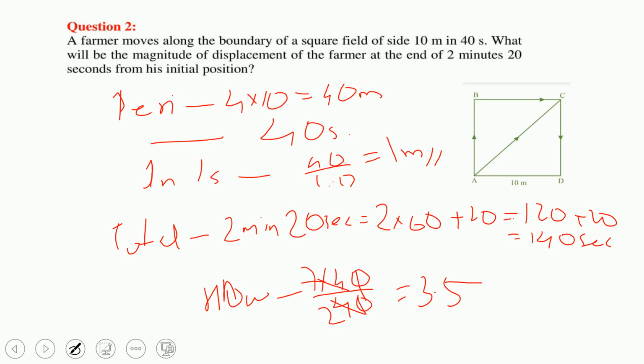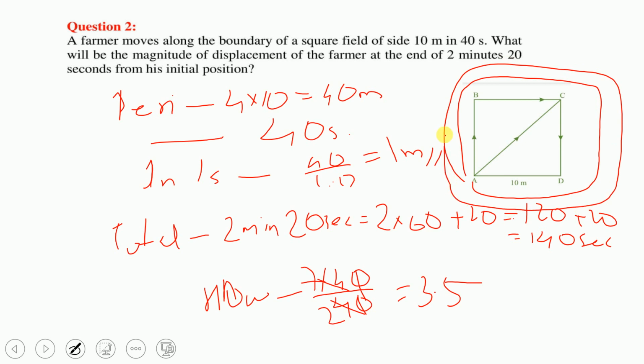Now 3.5 rounds means, from here to 40, again the second round, then the third round, then the 0.5 means from here to here, this much. That means if it started from A, then it will reach C. Now the question is, what will be the magnitude of displacement? That is very important. Not the distance.